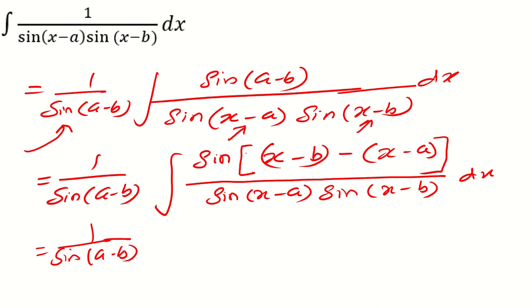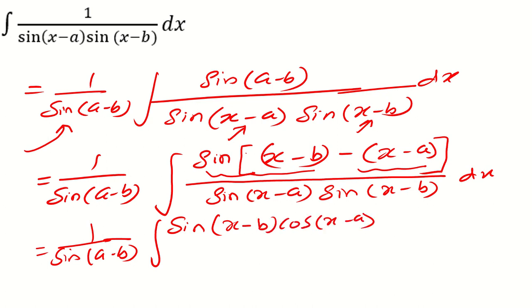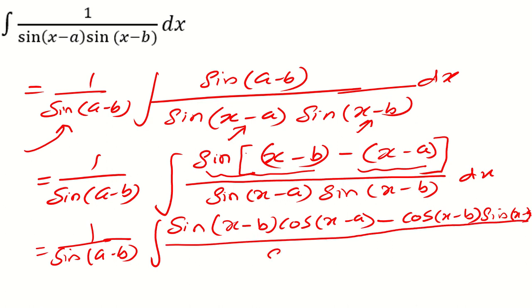If you apply the formula of sine(x minus y), what is that formula? It is sine x cos y minus cos x sine y. This is the reason. Okay, because in the numerator you will get one term of sine and another term of cos, and in the denominator both the terms are of sine. So one thing will be cancelled out and you will get the answer.